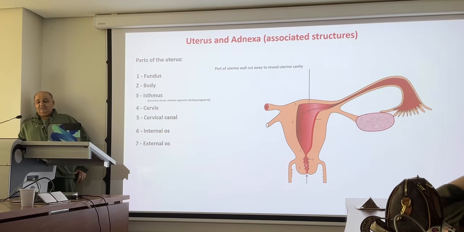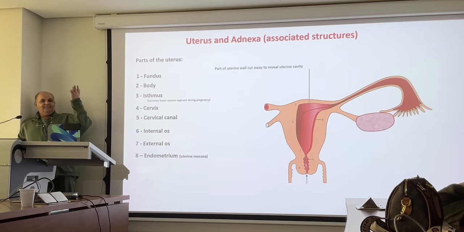Now this is what? Lining. Not epithelium. Endometrium. Epithelium is epi. Epi means up. Endo means in. Deep. Are we good? Myometrium. Endometrium, myometrium.